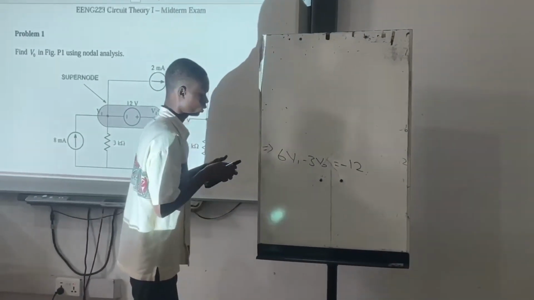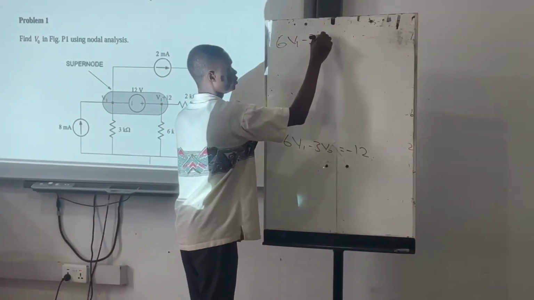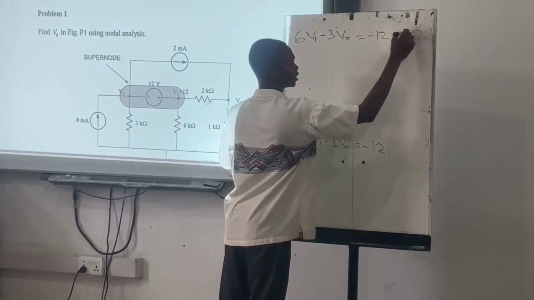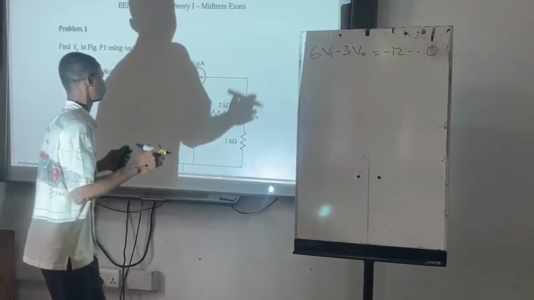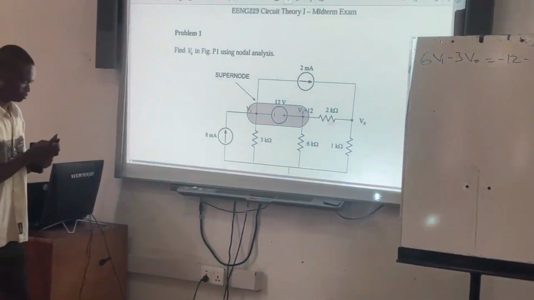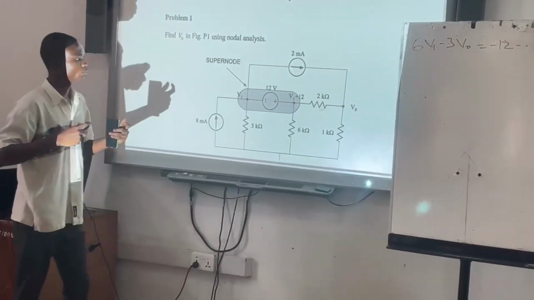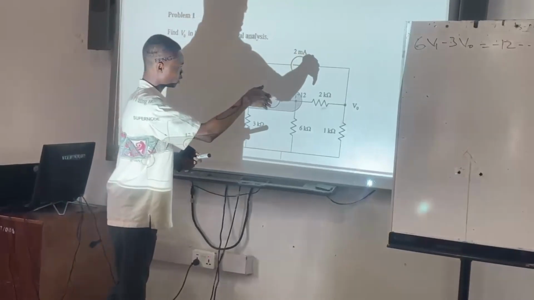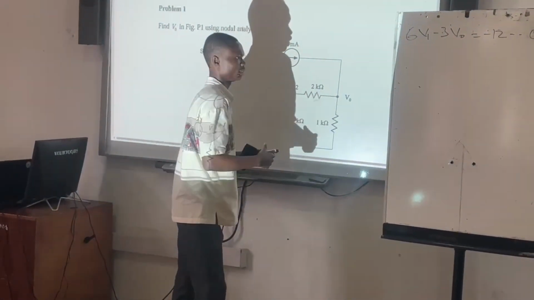So this is our equation 1: 6V1 minus 3V0 equals negative 12. Take it as equation 1. Okay, so let's take the second node. We are taking V0 as our second node. So what we are going to do is that we see the current entering and the currents leaving. We have this current entering, we have these currents leaving.